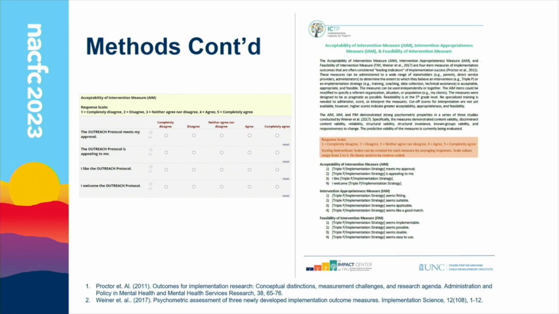And the questions say, the outreach protocol meets my approval, the outreach protocol is appealing to me, I like the outreach protocol, and I welcome the outreach protocol. And as you can see, you can score it 1 through 5: completely disagree, disagree, neither agree nor disagree, agree, or completely agree.